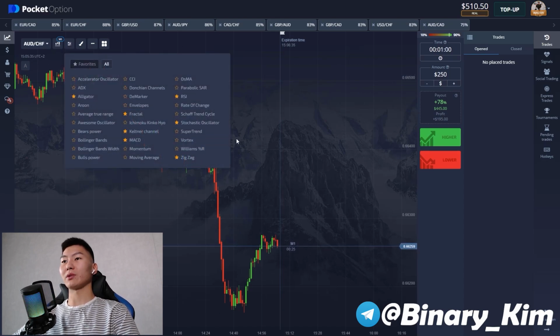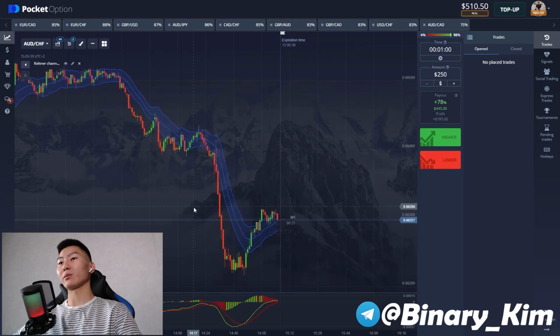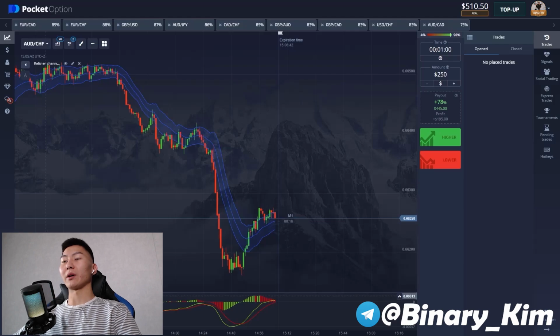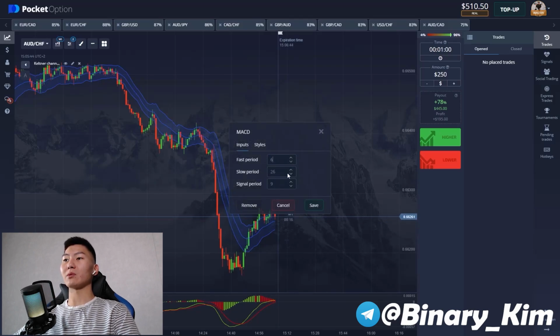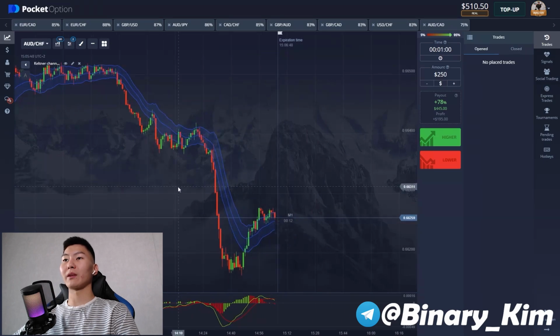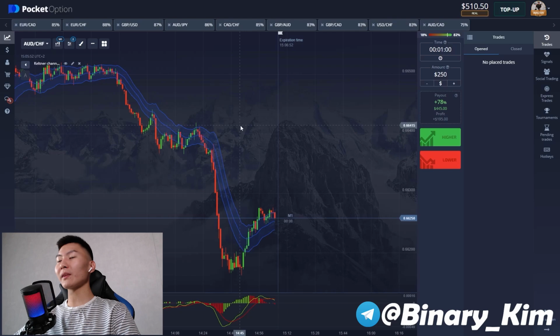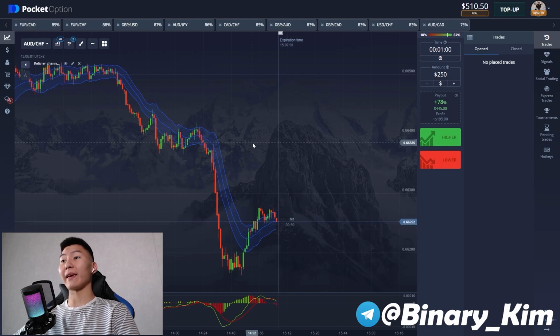Let's pick out our indicators. The first one is going to be the Keltner channel, and the second one is MACD. We are gonna play on a 1 minute time frame. That's why we set the fast period 6 and the slow period 13. There we go. The main indicator will be the Keltner channel. Mostly we are gonna look at this one, and the MACD signals will be complementary and enhance our signal.